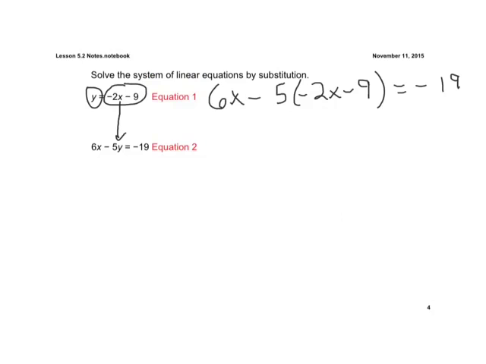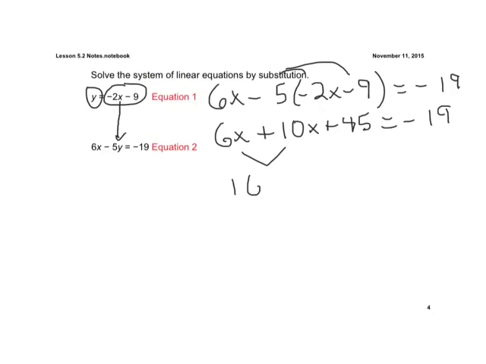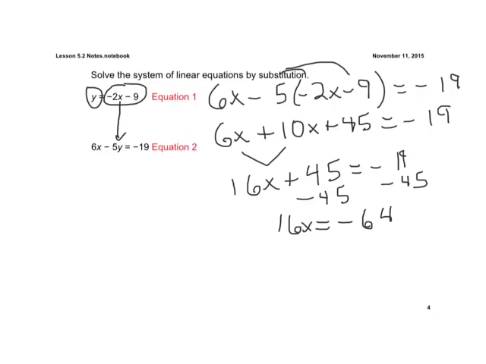Okay, now we got to get x by itself. We need to distribute. So let's go ahead and distribute 6x plus 10x because it's a negative and a negative. Another negative and a negative plus 45 is equal to a negative 19. All right, combine like terms. 16x plus 45 is equal to a negative 19. Let's move the 45. Do the opposite. Subtract it. 16x is equal to a negative 64.